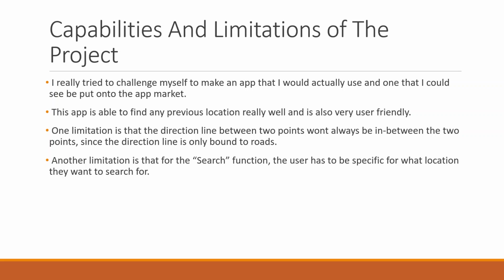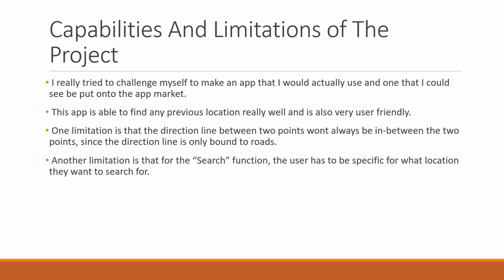The only limitation, as I mentioned earlier, is that it doesn't really draw the line in between 2 pins if those 2 pins aren't already on a road. So for instance, if I'm in a building and I try to find the previous location in that building, it'll draw the line outside of the building onto the nearest road, and that wouldn't really make sense. You'd want the line between the 2 pins. So the direction line is only bound to the roads, it seems. So I'm going to have to continue working on a solution for that.